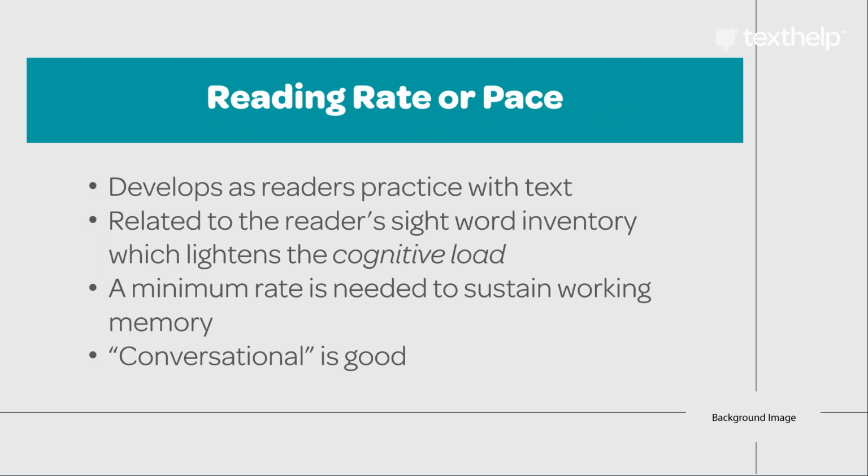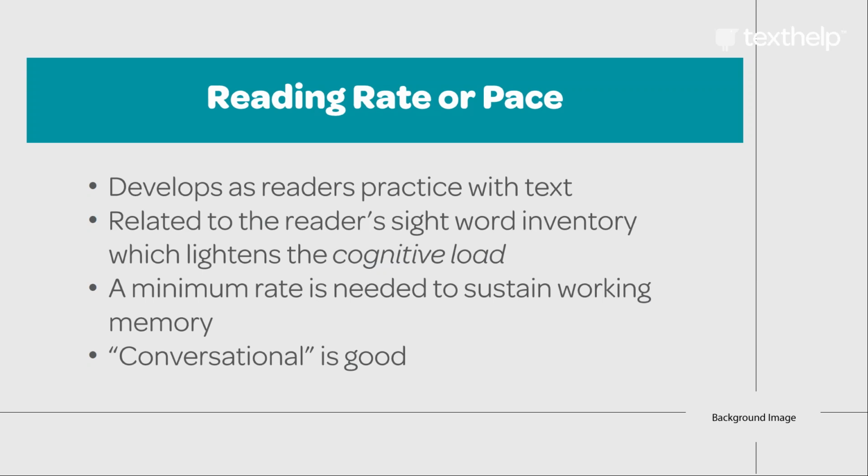Reading rate, or we might call it reading pace. Some authors will call it automaticity. But in any case, reading rate develops as readers practice with text. Students must have extensive practice with increasingly complex text to encode the various word representations and phrases that I mentioned earlier to have a decent reading rate. Reading rate is related to the reader's sight word inventory. The more words a student understands by sight, the less time they have to expend sounding out the word or determining how to pronounce the word. This all works to lighten what we call the cognitive load for the reader, which we'll talk about in a minute. We also know that a very loosely defined minimum rate is needed to sustain working memory.